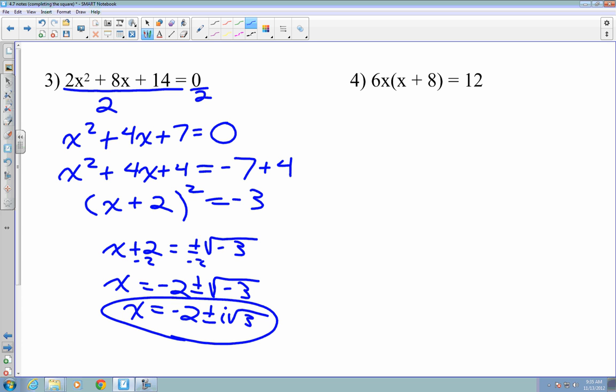Okay? So, first thing you need to do is make sure you can take a square root of it. Then you need to get it in the right form. If you need to move this number over to the other side, you do that. Take half of the middle term and square it. Write it as a perfect square. Equals the number on the other side. Take the square root of both sides and simplify your answer.